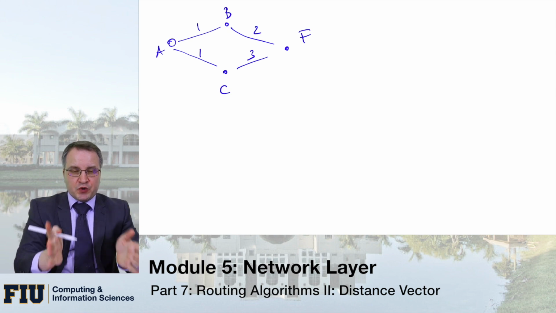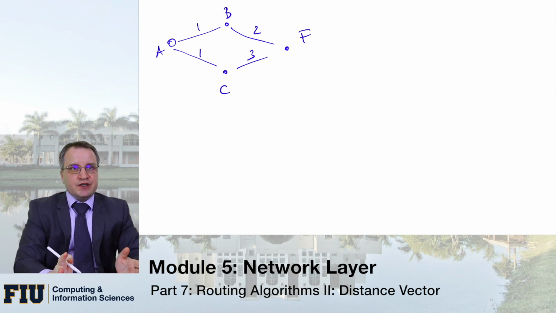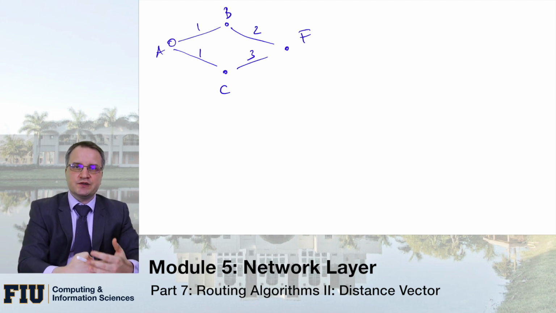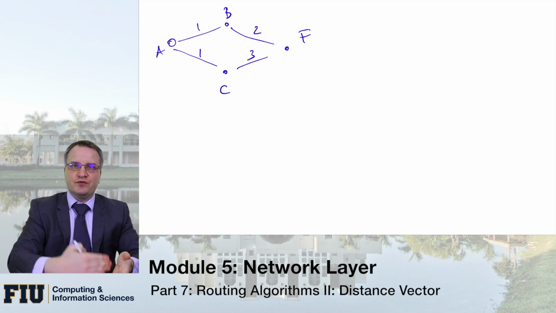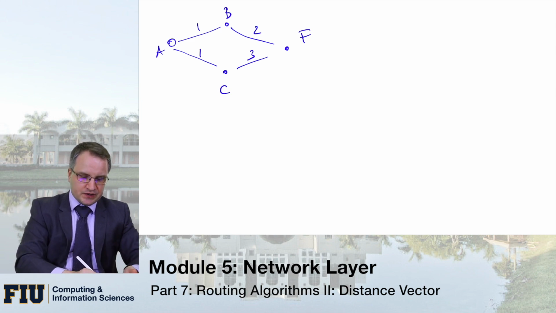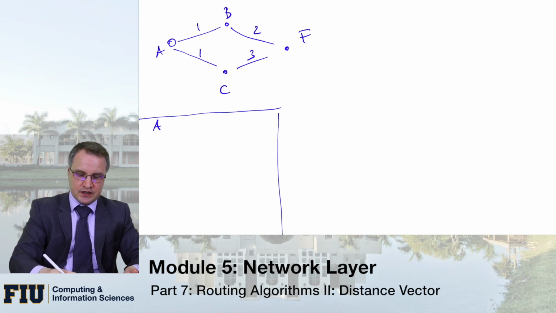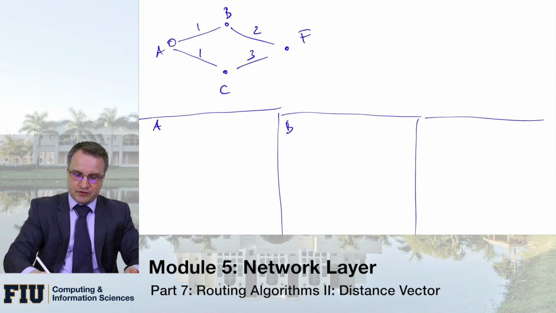And the point is, the process is iterative, and we have to process each step. We have to consider the perspectives of all four nodes. For example, we have to consider the perspective of A, so it has to be some kind of corner for A. We have to consider the perspective of B, and oops, this one should be C, and some kind of perspective of F. And for some reason, I'm skipping D in this picture.